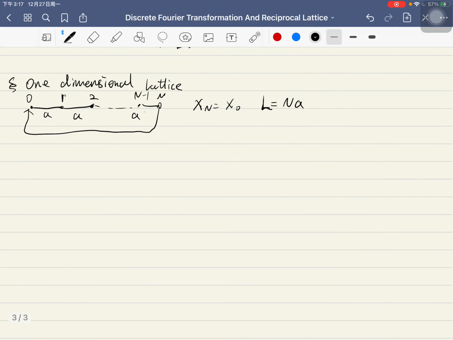Many times we just write them in the form of a function, so x_n can be denoted as x(na), and it has the periodical boundary condition, which means x(na) equals x_0.